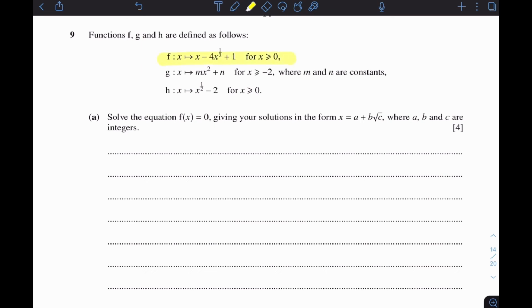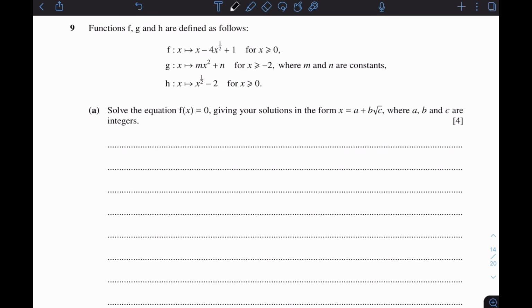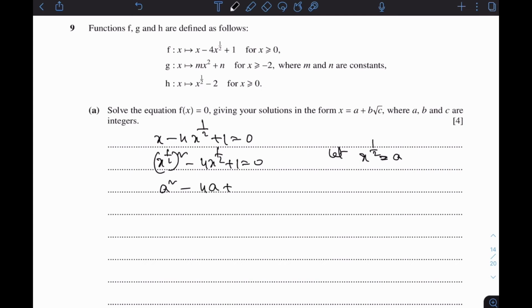Okay, a few functions f(x), g(x), and h(x). Now if f(x) is 0, we need to solve this. So, first of all, let us think for this one. x minus 4 x to the power half plus 1 equals 0. We can write x as x to the half whole squared, minus 4 times x to the power half plus 1 equals 0. So, let x to the power half equal a. So, a squared minus 4a plus 1 equals 0.